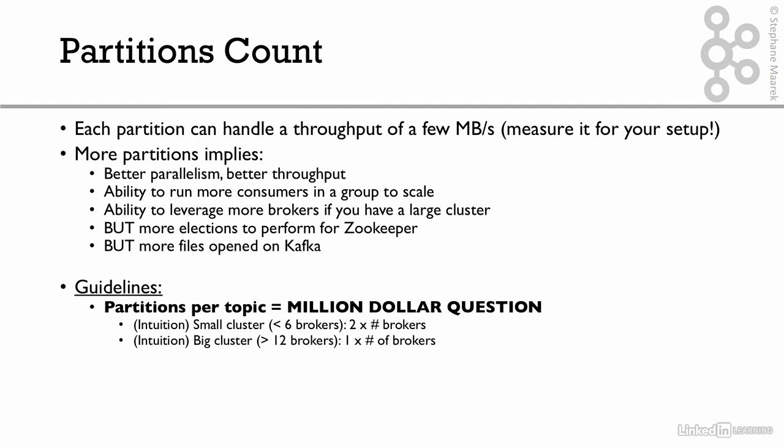Again, intuition, nothing else. What if you're medium, between 6 and 12 brokers? Well, you just figure it out. Maybe you want 2 times the number of brokers, maybe you want 1 time. I like the 2 times the number of brokers. It's up to you. It's just intuition, okay?